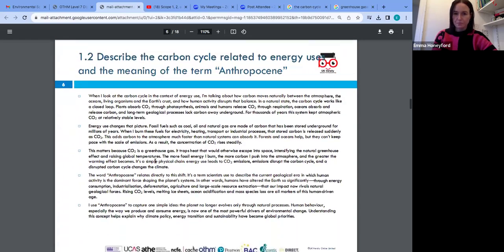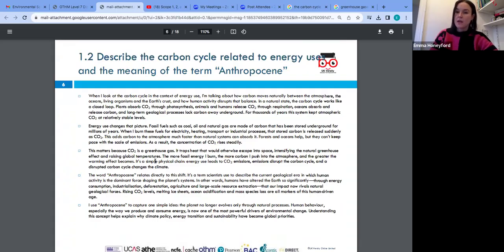Okay, so learning outcome 1.2. This is around describing the carbon cycle related to energy uses and the meaning of the term Anthropocene. When we look at the carbon cycle in the context of energy use, we're talking about how carbon naturally moves between the atmosphere, the oceans, living organisms, and the Earth's crust, and how human activity disrupts that balance.